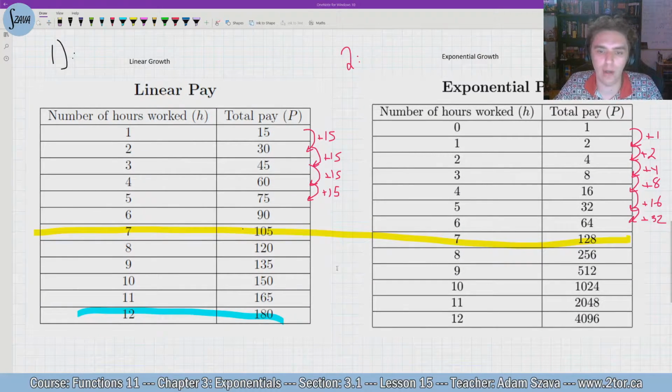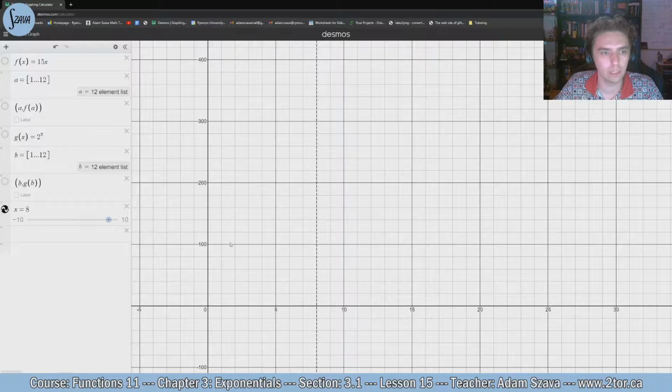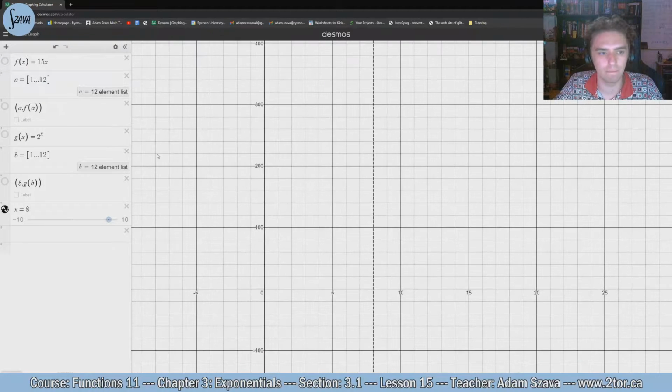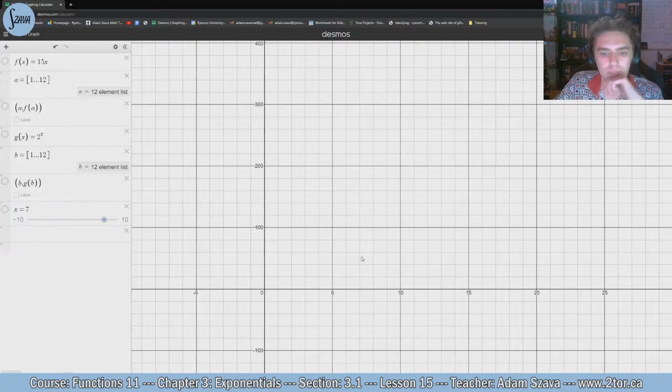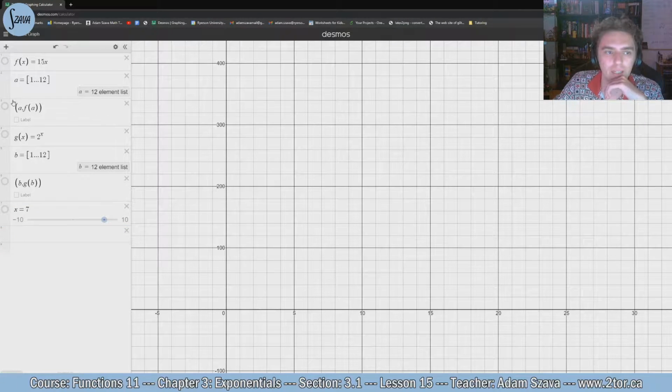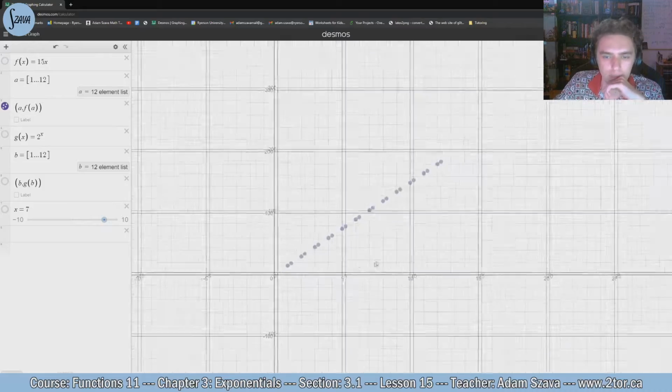Let's take a second and graph these two relations here. All right, so I'm going to go to Desmos. I'm going to use Desmos to help us out. And I'm going to switch that to 7 and then hide this. So let's start with our linear pay. Our linear pay will look like this, right?